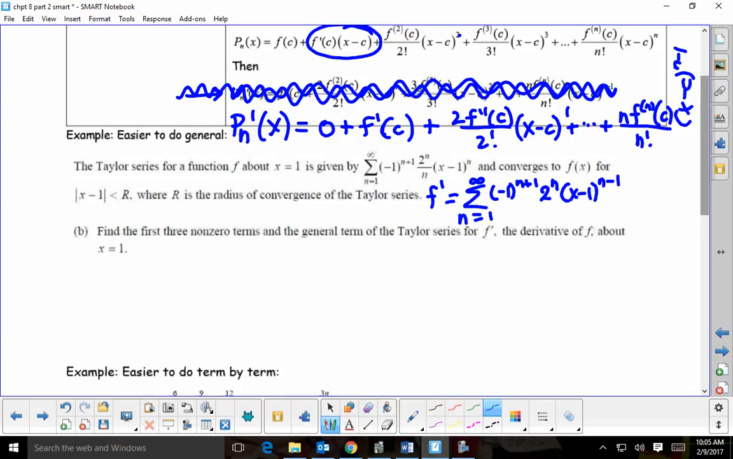What happened to those two points? Yeah, they canceled out. Right? When I brought my power down of n, it canceled with that denominator n. So there's my derivative. And it wants me to write the first three non-zero terms. Okay, so let's do that.